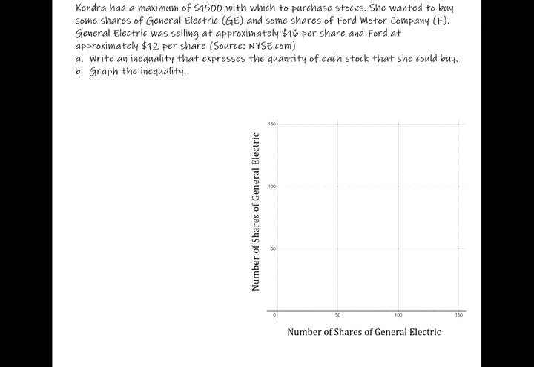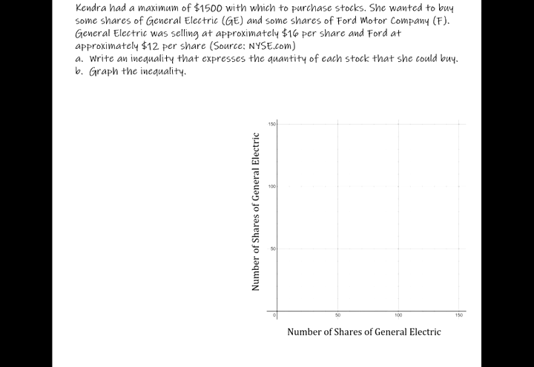Kendra has a maximum of $1,500 with which to purchase stocks, which means she could spend the whole $1,500 or she could spend less. She wanted to buy some shares of General Electric and some shares of Ford Motor Company. So she's buying shares from two different companies. General Electric was selling at approximately $16 a share and Ford at approximately $12 a share.